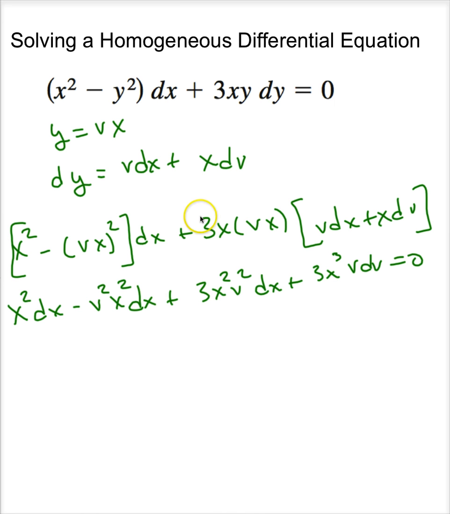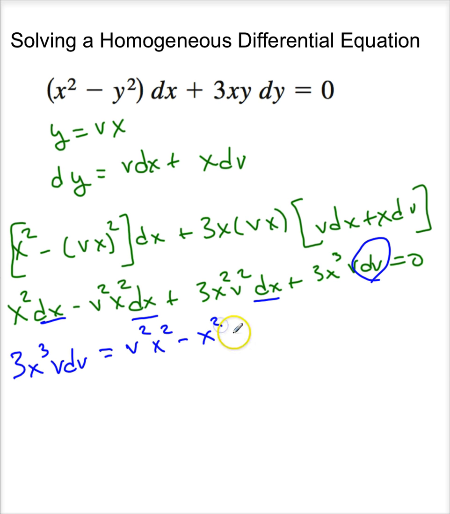Now what I want to do is collect all of the dx terms on one side and all of the dv terms on the other. So I'm going to leave the 3x cubed v dv on the left side, and I'm going to subtract off the rest of these. So this is v squared x squared, and I'm going to factor at the same time, minus x squared minus 3x squared v squared dx.